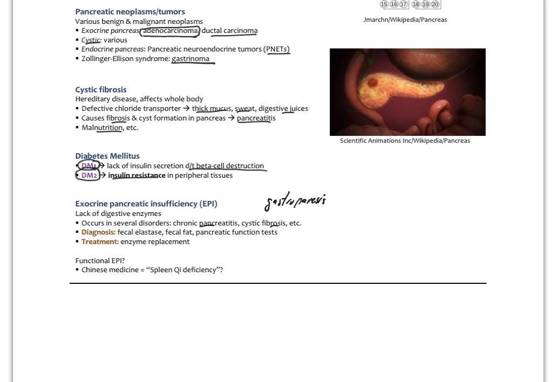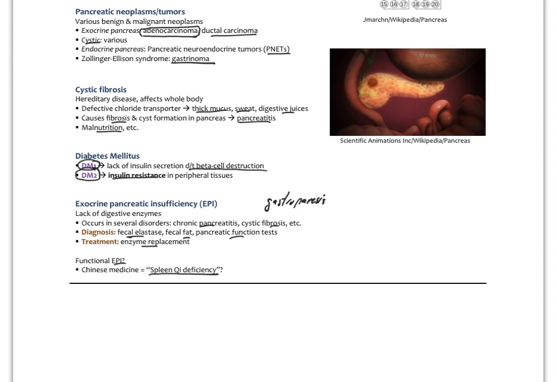The diagnosis would be actually measuring in the feces the presence of elastase, fecal elastase, lots of fecal fat, and there are different pancreatic function tests like looking at amylase and lipase, two enzymes, whether or not they're in the plasma. And the treatment here would be primarily enzyme replacement, but I'll talk about that next with some potential herbal options. So that is the biomedically recognized EPI. We can say there's a more functional EPI, and that would be essentially what I discussed in the last video as what in Chinese medicine is called spleen qi deficiency. Same idea.